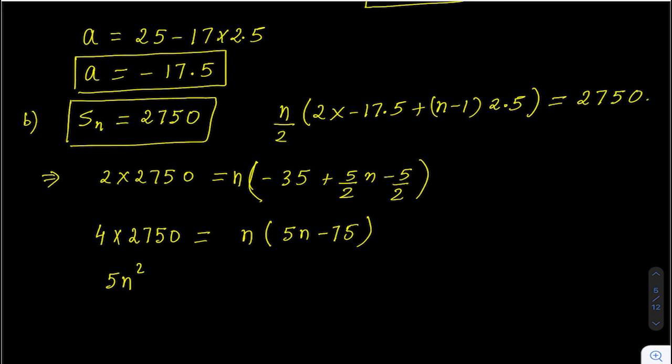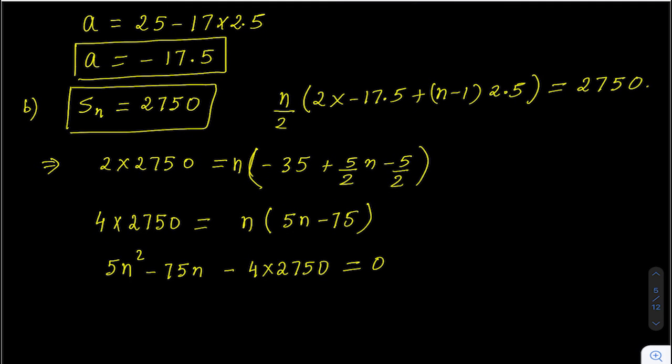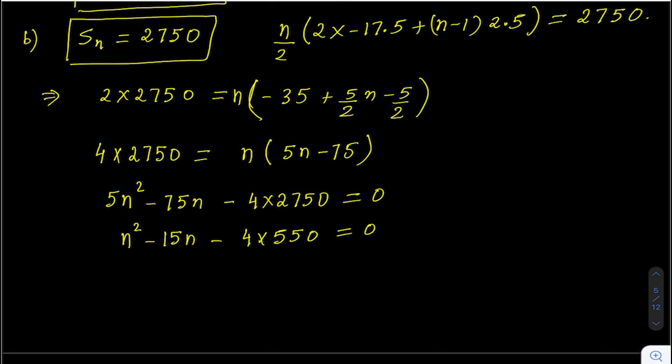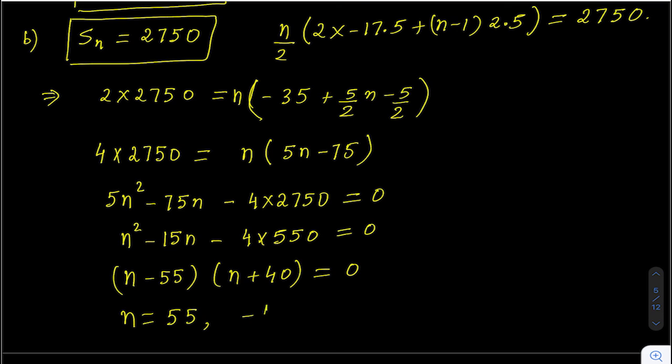So now 5n square minus 75n minus 4 times 2750 equals 0. Now let's try to make factors of this. You can divide everything by 5. So you will get n square minus 15n minus 4 times 550 equal to 0. So what will be the factors? As you can see, this is 40, 55. So n minus 55 into n plus 40 equals 0. So from this I am getting n as 55. And obviously minus 40 is rejected because n cannot be negative. So my answer is n is equal to 55.